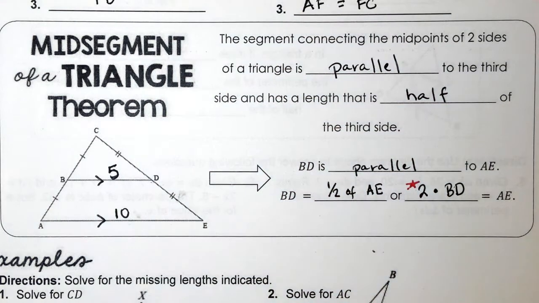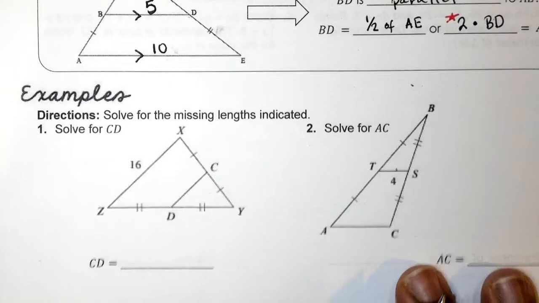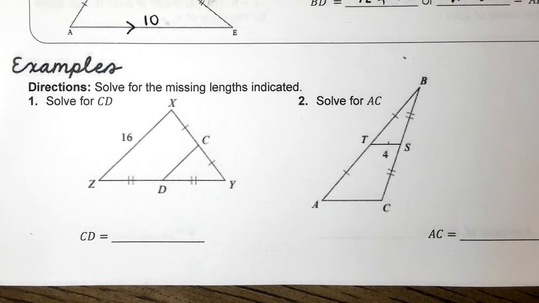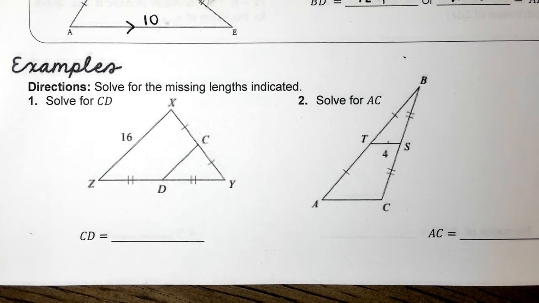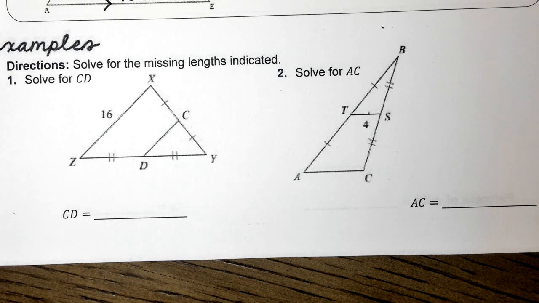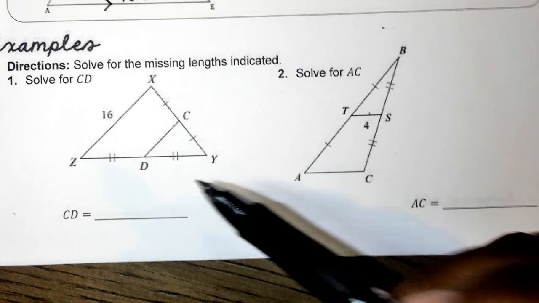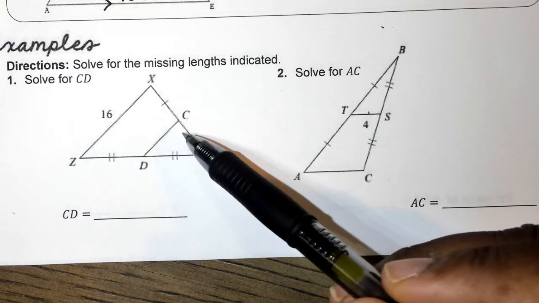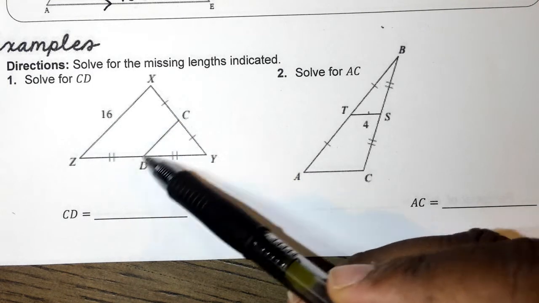So let's do something down here at the bottom. Example 1 and 2, easy enough. It won't get no easier than this, and you know we'll probably never ask you this on a test, but it's a good way to start so you can understand the concept. Let's solve for the missing lengths indicated. So number 1, let's solve for CD. Looking at number 1, I'm looking at the situation here. I see that CD is my mid segment.